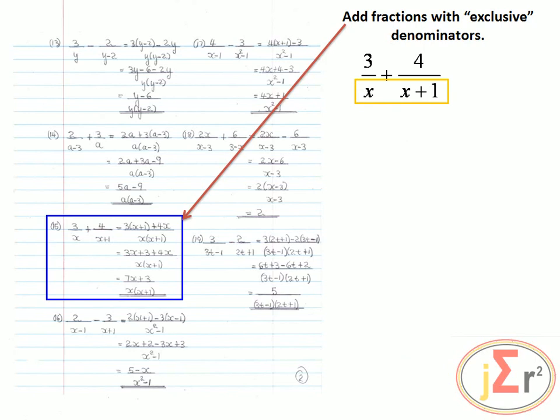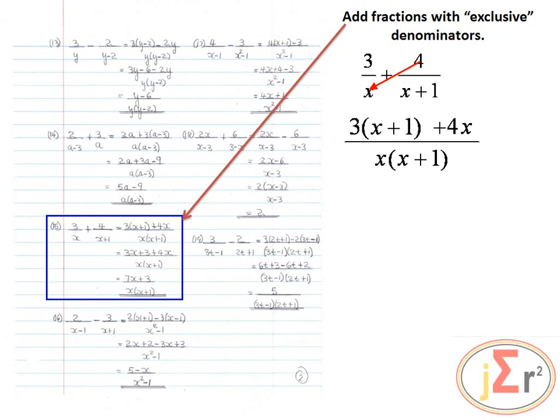The product of those two denominators will be the new denominator, and the product of the first numerator and second denominator will be the first term in the new numerator. And then we do this. The product of the second numerator and the first denominator, 4 times x is 4x. We'll go there, and we will do the same thing. Expand the brackets as usual.